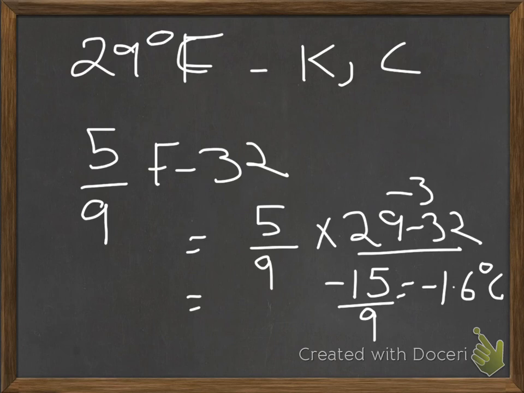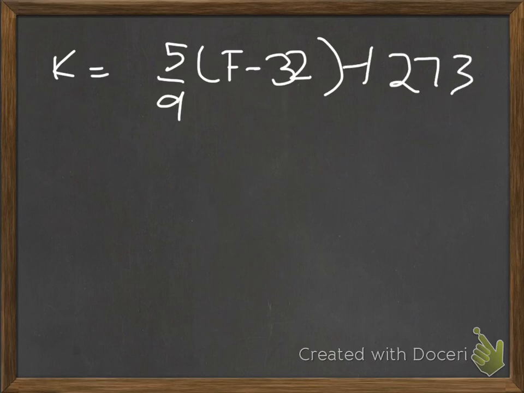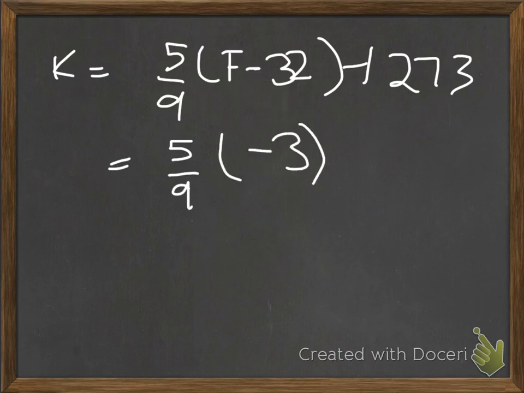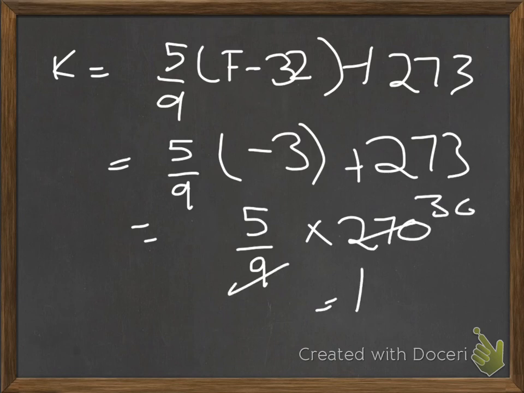Now, how will you convert Fahrenheit into Kelvin? To convert Fahrenheit into Kelvin, you should use the formula 5 by 9 into (F minus 32) plus 273. So 5 by 9 into (29 minus 32), which is minus 3, plus 273. So 5 by 9 into 270 is 150 Kelvin, the answer for this.